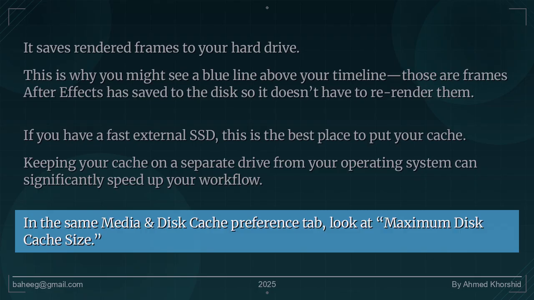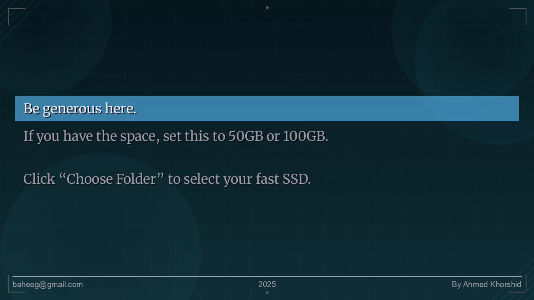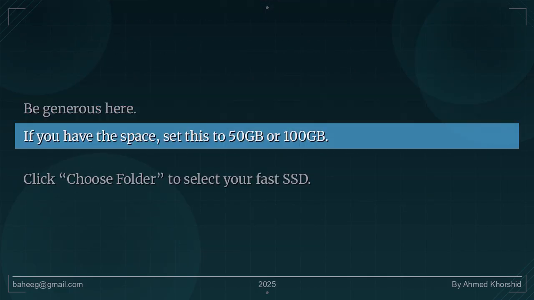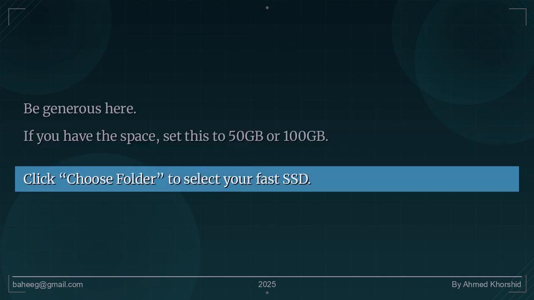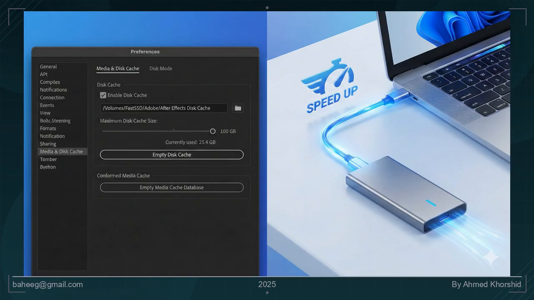In the same Media and Disk Cache Preference tab, look at Maximum Disk Cache Size. Be generous here. If you have the space, set this to 50 GB or 100 GB. Click Choose Folder to select your fast SSD. Figure, a split-screen diagram. On the left, a screenshot of the Media and Disk Cache Preferences showing the Empty Disk Cache button and the slider for cache size. On the right, a stylized 3D illustration of an external SSD drive connected to a laptop with a glowing blue data cable, symbolizing high-speed transfer. A speed up icon floats above the drive.